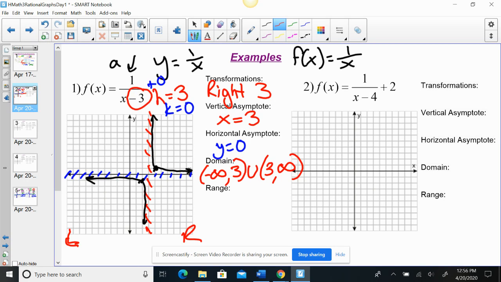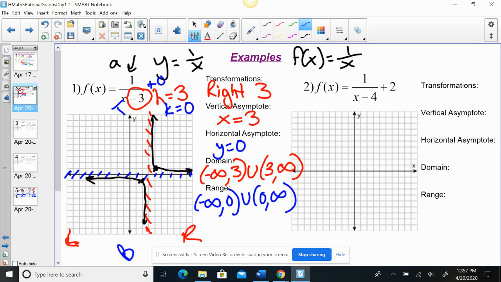So when I look at my range, I'm going to look at my Y values. So I want to go from bottom to top. You can turn it, but this again, smallest to largest, negative infinity. It doesn't include 0 because there's an asymptote there, and then 0 to infinity.